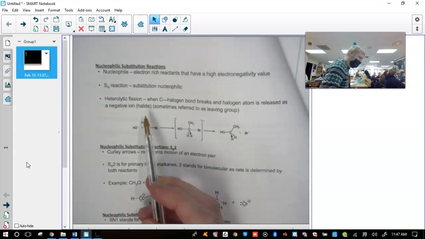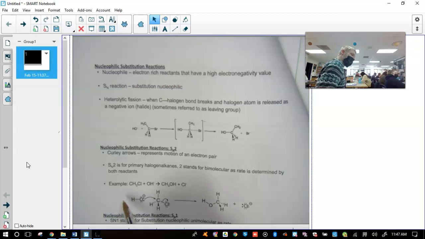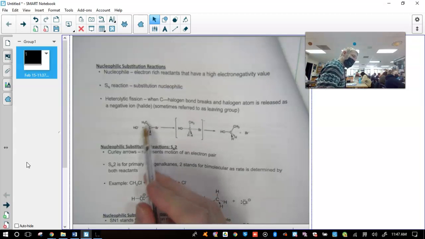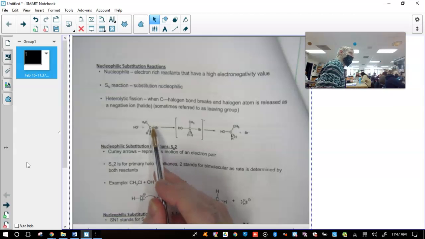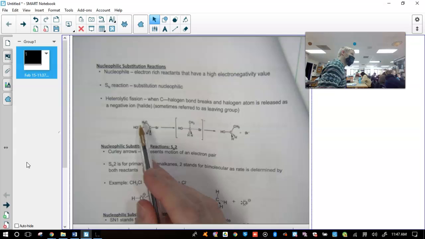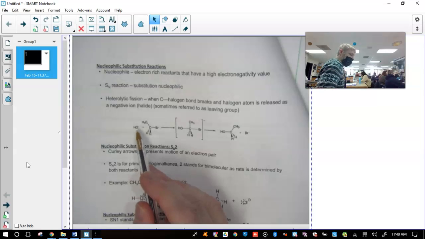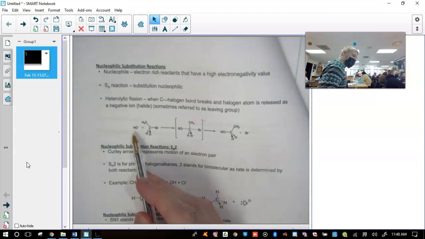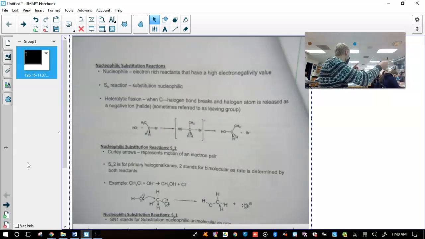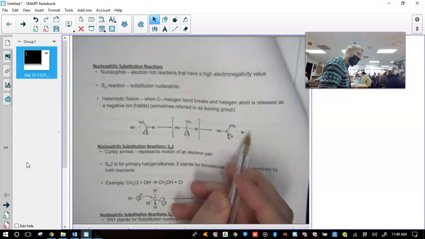So heterolytic fission is when the carbon-halogen bond breaks and the halogen atom is released as a negative ion. Looking at this, we've got fission happening right here, heterolytic fission between the carbon and bromine, and it forms a negatively charged ion. If you're starting with that, like right here, this would be considered a nucleophile. Why? Because it's electron rich, which is why it's negatively charged. So it's a substitution. It's kind of like Newton's cradle, those little balls that go back and forth. Those are cool. So OH smacks against the carbon and boots out bromine.